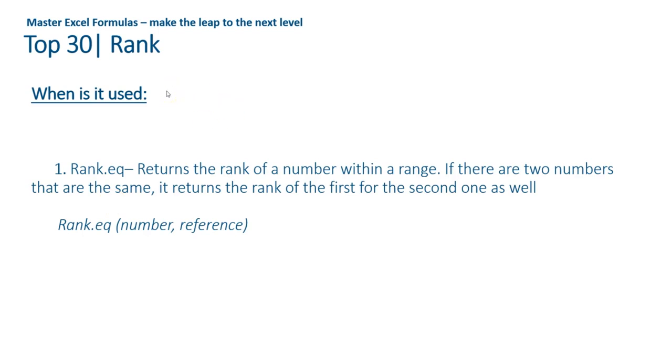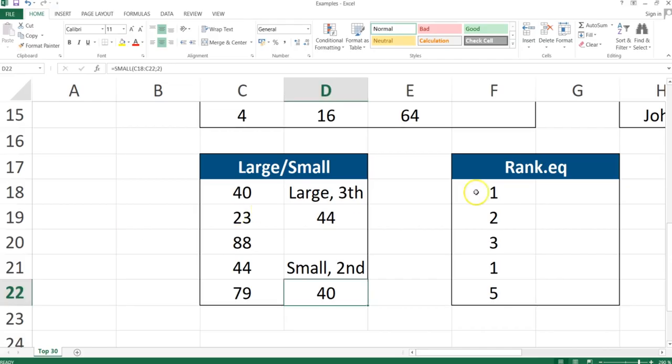Now the next formula is the RANK formula. It's a very interesting formula. Not many people actually know about it, but it's extremely useful when you need to rank specific numbers within a range. As I said, it purely returns the rank of a number within a range. If there are two numbers that are the same, it returns the rank of the first for the second one as well. That's why we use RANK.EQ. I'll show you what I mean by giving you an example here as well.